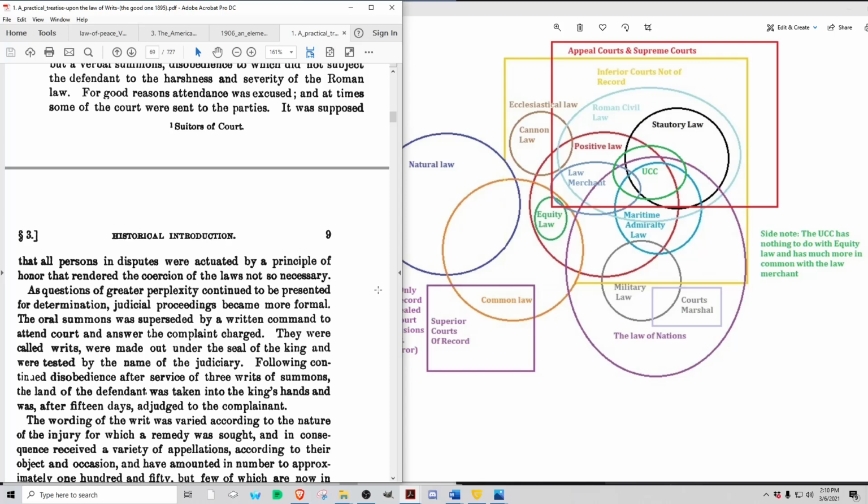So it was supposed that all persons in disputes were actuated by a principle of honor that rendered the coercion of the law not so necessary. So supposedly you're supposed to be under your honor and just show up.